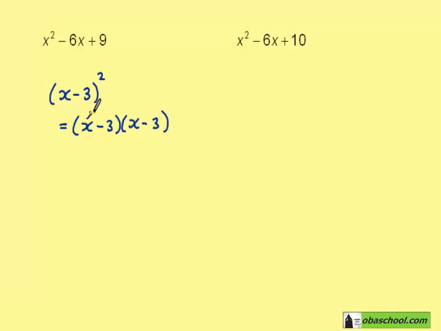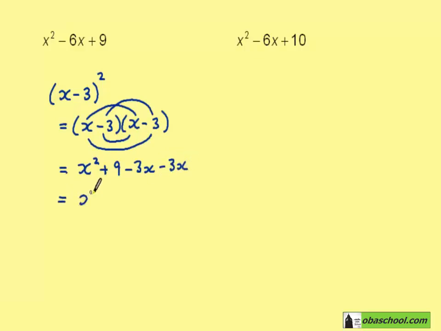x times x gives us x squared. Minus 3 times minus 3 gives plus 9. We then have minus 3x and minus 3x. And rearranging, we get x squared minus 6x plus 9.